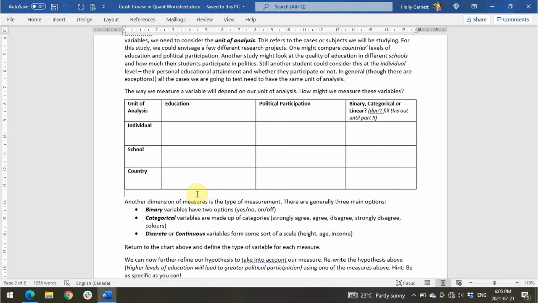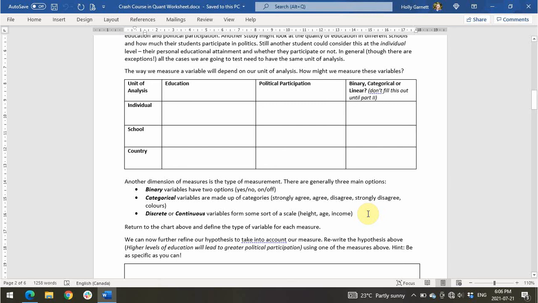Categorical, so that could be made up of categories. It could be a Likert scale, like how much do you agree that you have a say in what your government does? I strongly agree that I have a say. I strongly disagree that I have a say. Or it could be different categories of education. Do you have post-secondary education, high school education, or elementary education? And then discrete or continuous variables, which are on some sort of scale. So things like age, height, income, your test score on a particular test to measure competency.